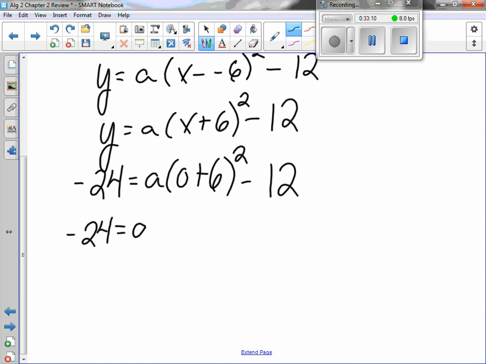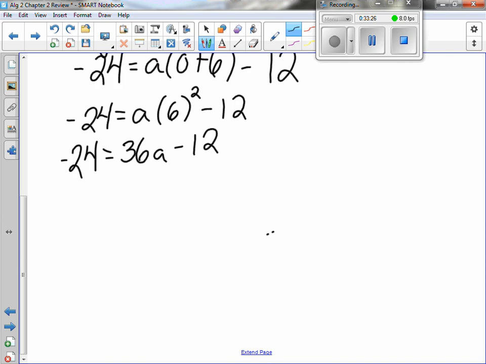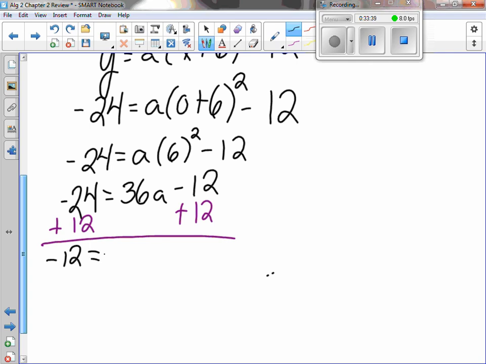We can do 0 plus 6, and 0 plus 6 is 6. And then we can do 6 squared, and 6 squared is 36. So we got down to this here. Now we still need to get a by itself, so the first thing I do is add 12 to both sides. I get negative 12 equals 36a.